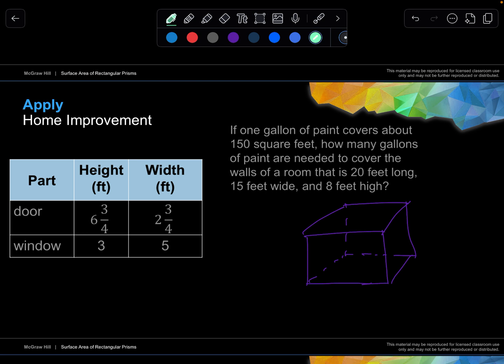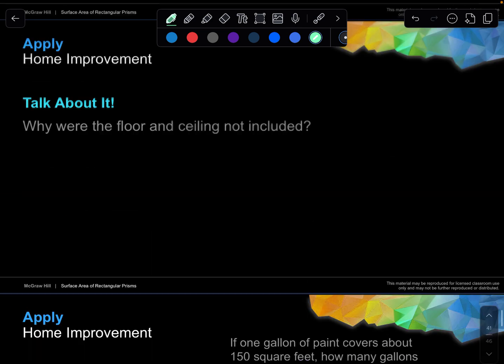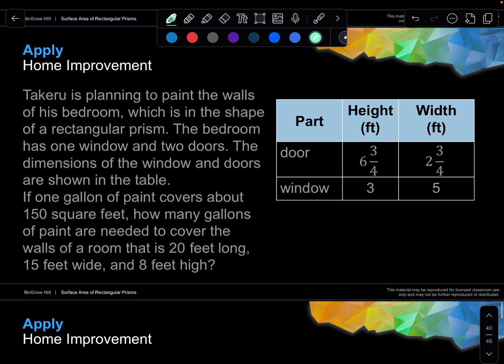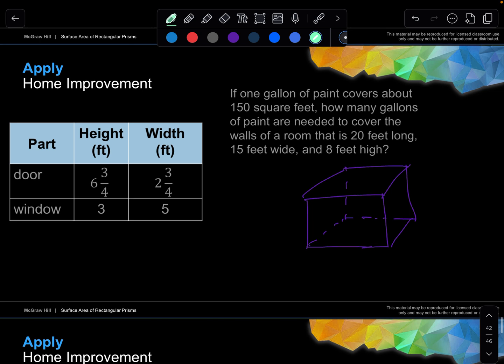This is my room. It has a ceiling, it has a floor. Did they say how many? 1 window and 2 doors. Let's say my 2 doors, one is on this side, and the other is on that side. And let's say my window is over here on this side. As far as where I'm painting is concerned, how do I look at how much paint I'm going to need?